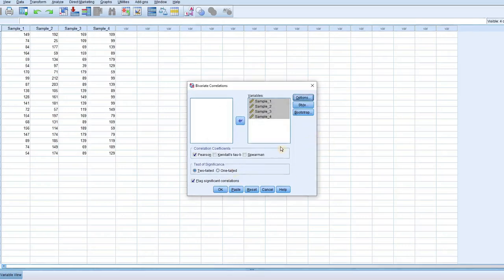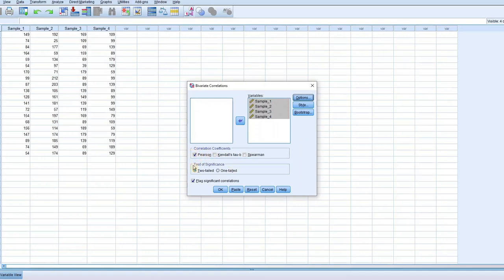In the correlation coefficient section of this dialog box, there are 3 options. That is the Pearson's correlation, Kendall's tau-b correlation, and the Spearman correlation. But since in this video we are performing Pearson's correlation, I will just check the box for Pearson's correlation. However, this box has already been checked by default.